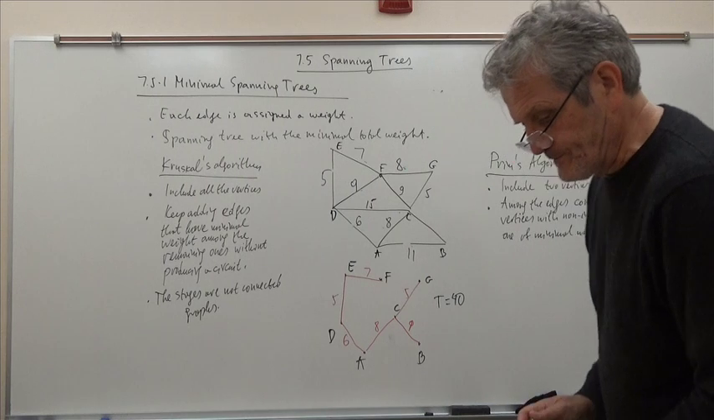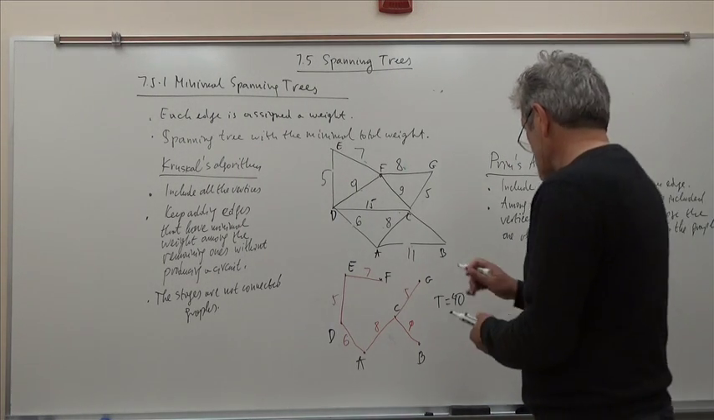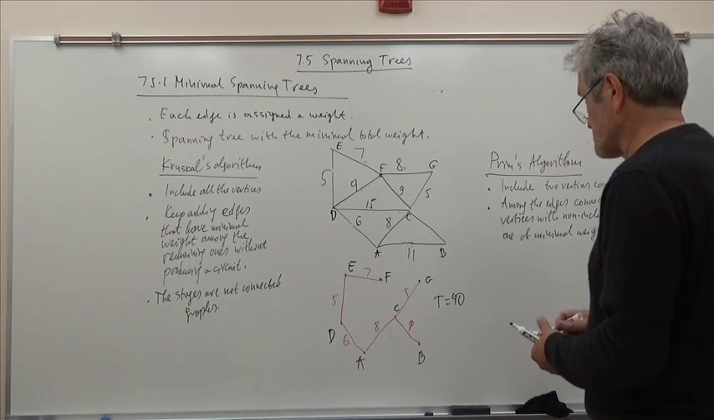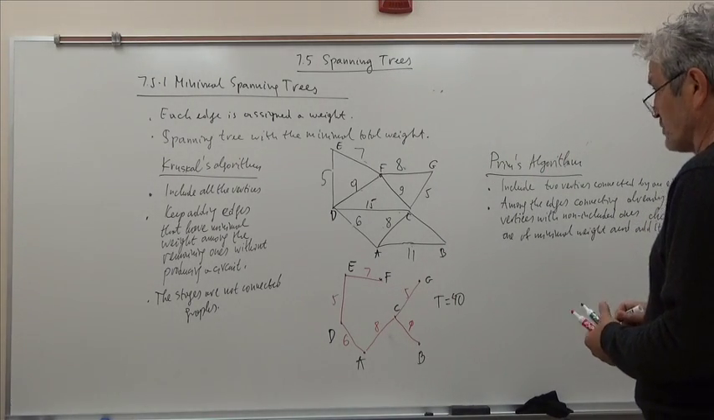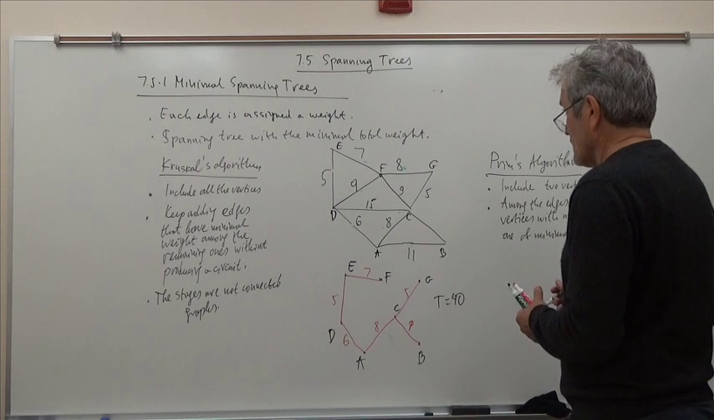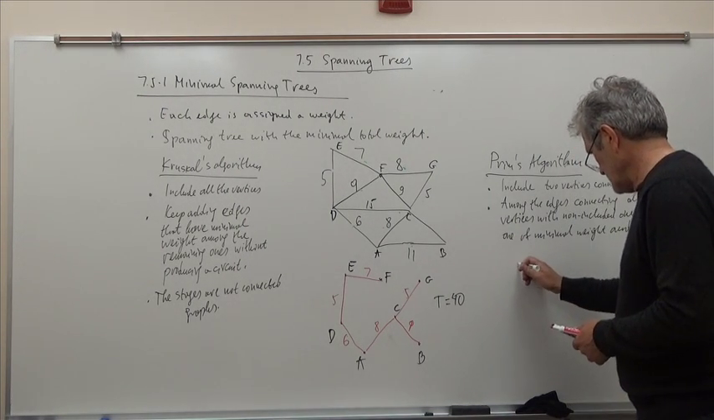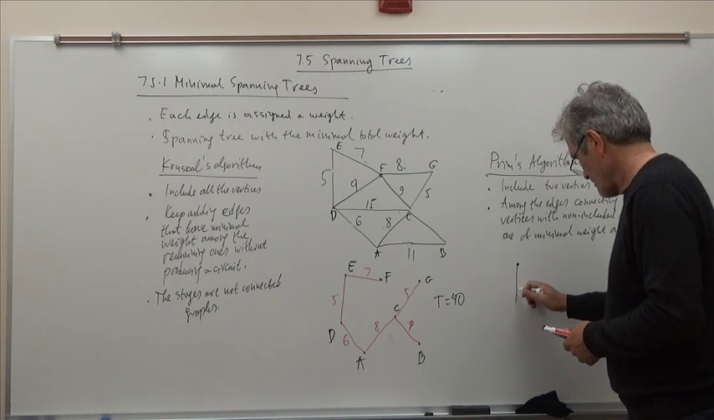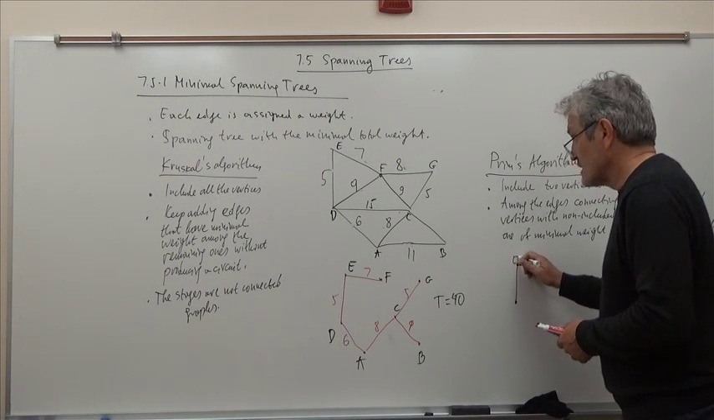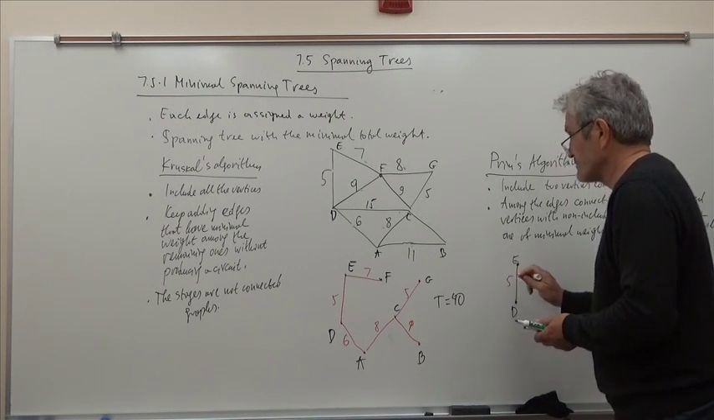How does Prim's algorithm work? We just pick one edge that we like, and of course the safest thing to do is to start with the edge with minimal weight. So I'll start with ED. So here is ED. Here is E. Here is D. And here is 5.